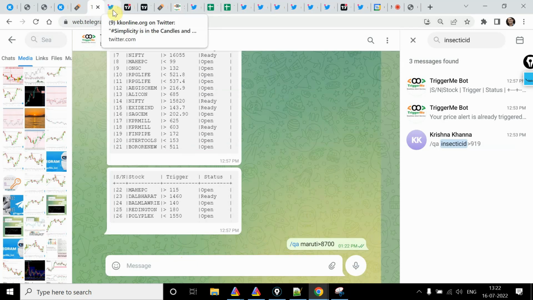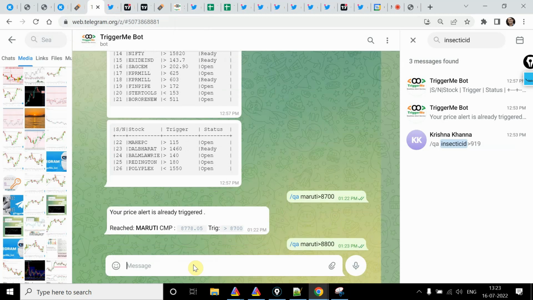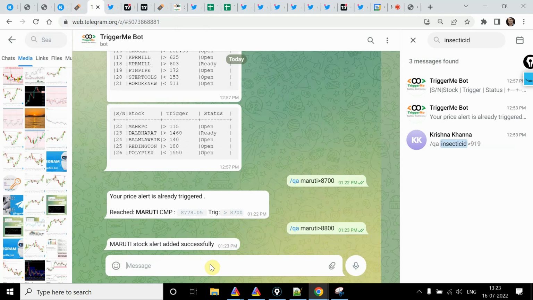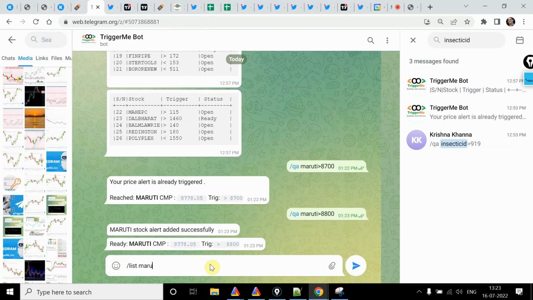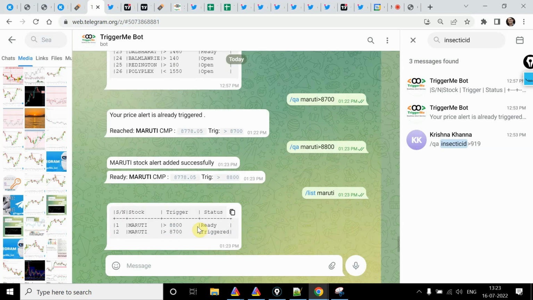And I will just go for coffee or whatever I'm doing, and in this case it has already reached this level, so now I am tracking another level. Maybe I want Maruti 8800 approximately. So I will just put this over there. I can attach the chart also, and then this would be available to me next time I have my list. I just do list and I do Maruti, it says it's ready because it is in the vicinity of that tolerance level. So I'm already getting this trigger, right? It has not been reached as of now.